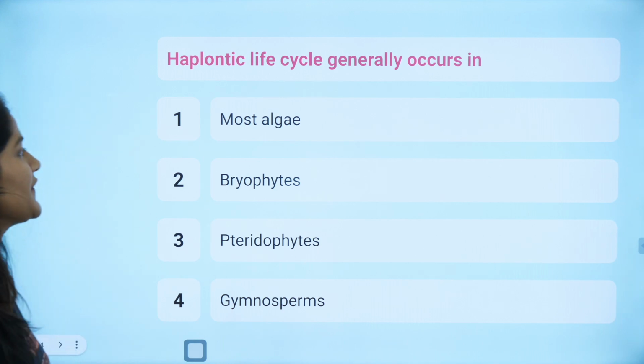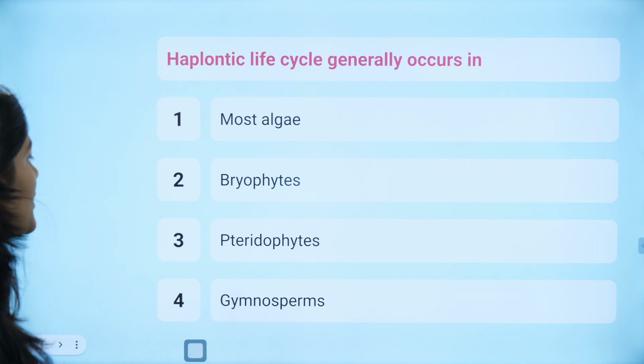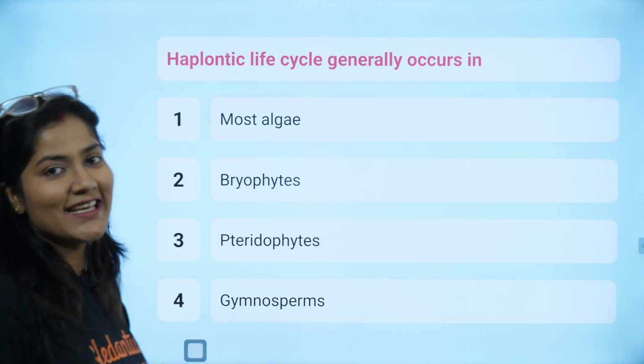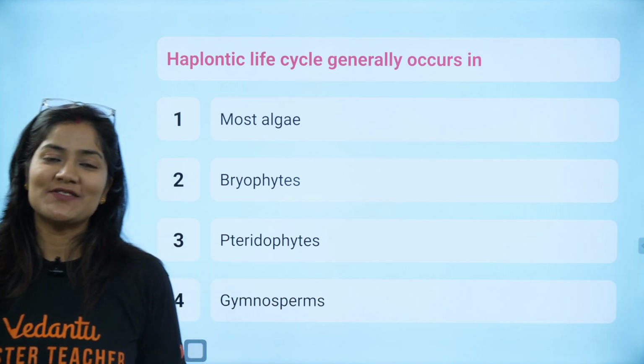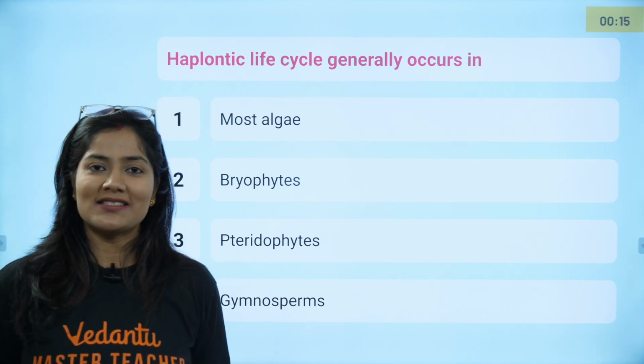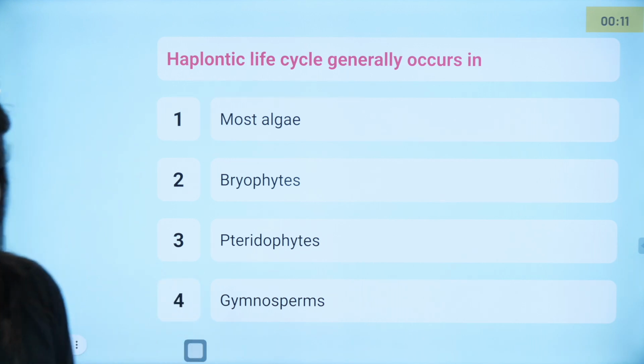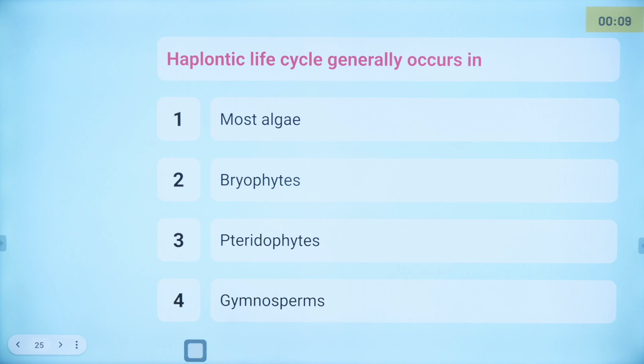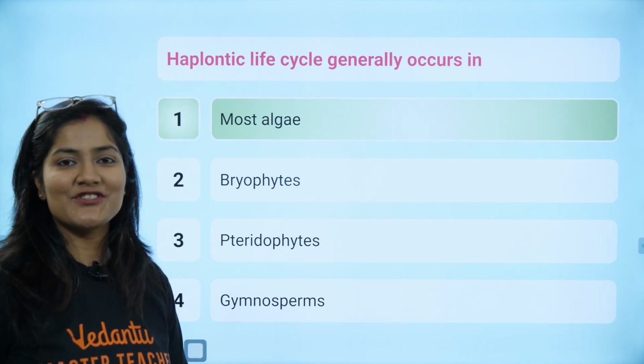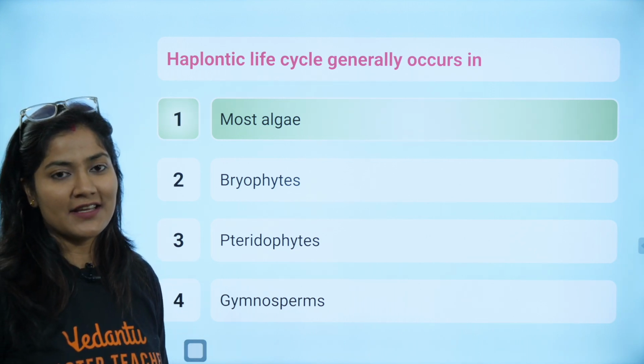Next one, haplontic life cycle generally occurs in most algae, bryophyte, pteridophyte, gymnosperms. Easy peasy lemon squeezy. Time starts now. Done, and the correct answer is most algae, right? Most algae are going to show your haplontic life cycle.